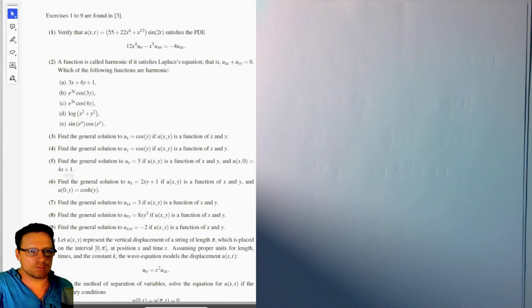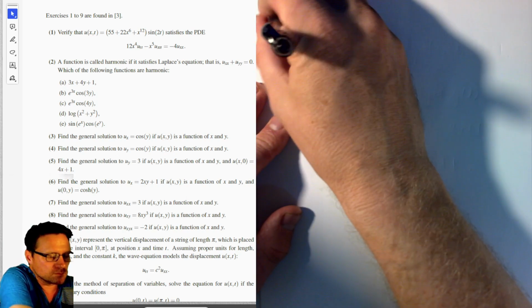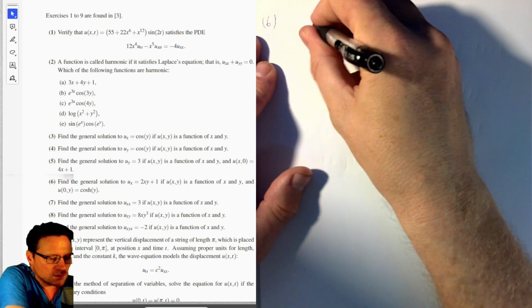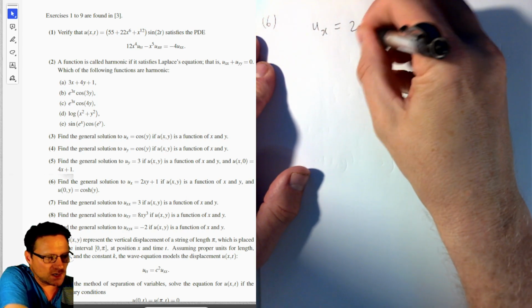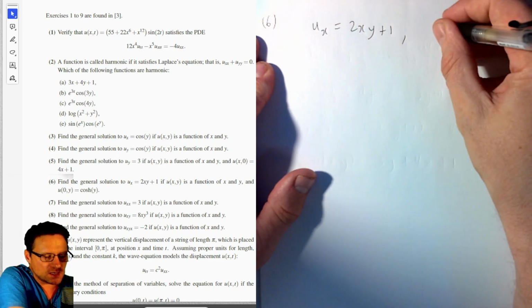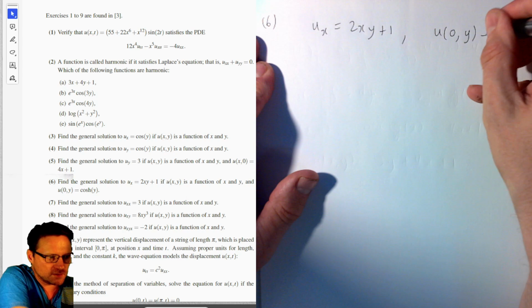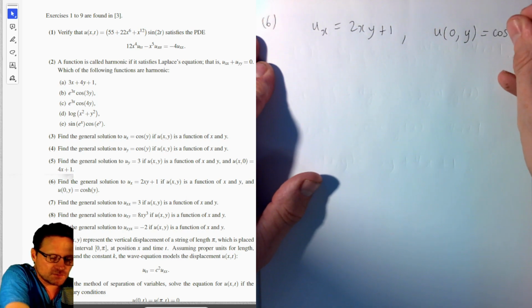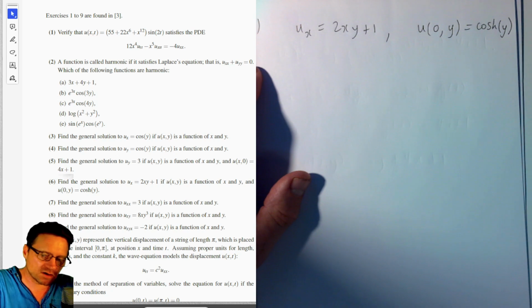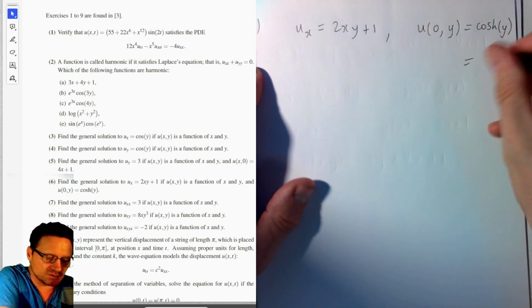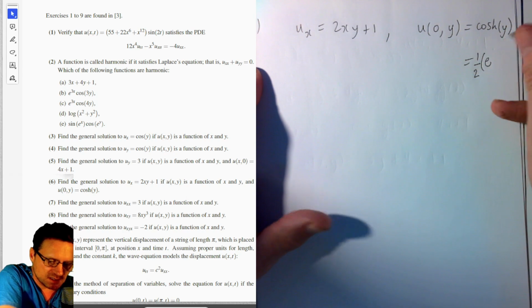Okay, question number 6. We have ux is 2xy plus 1, and we're also given the initial value u of 0, comma y is cosh of y. Now remember what cosh is. Well, do I remember? I always seem to get the signs mixed up. So e to the y.